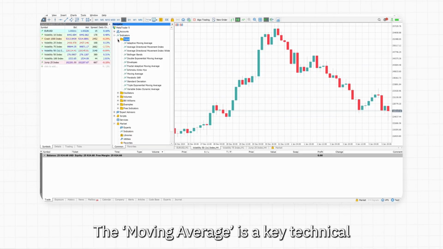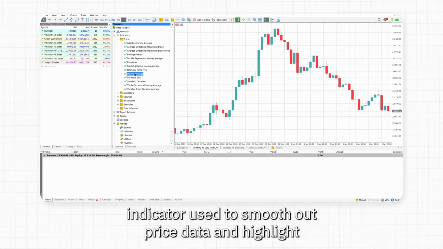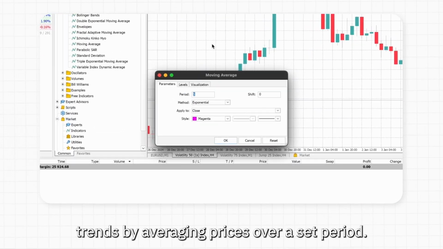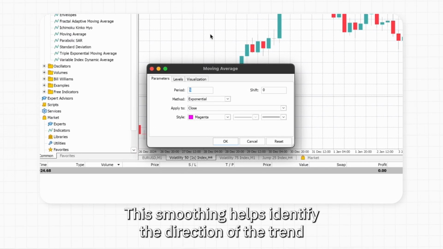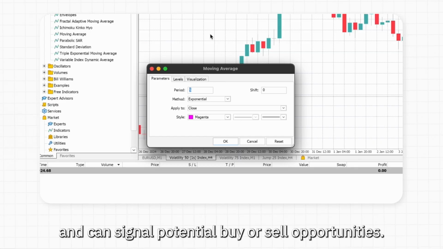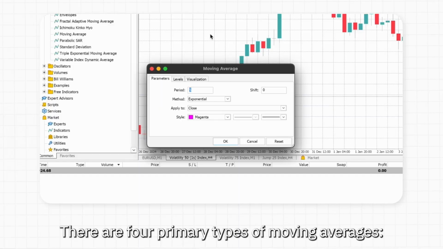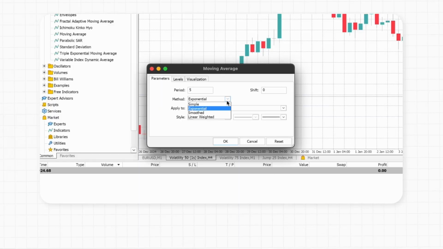The moving average is a key technical indicator used to smooth out price data and highlight trends by averaging prices over a set period. This smoothing helps identify the direction of the trend and can signal potential buy or sell opportunities. There are four primary types of moving averages.